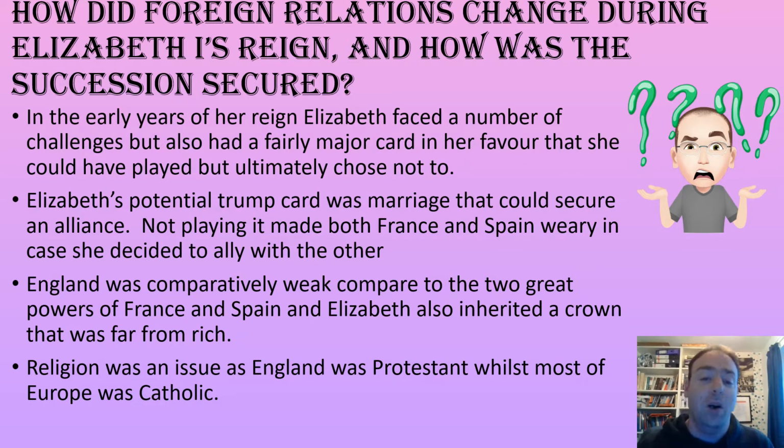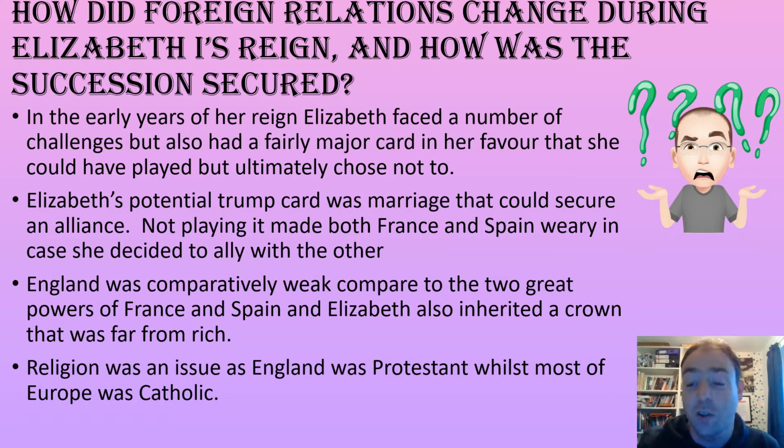But England is comparatively weak, and again we have to bear this in mind if we're judging the success of foreign policy and the moves that Elizabeth makes, because we can't expect too much. The two great nations are France and Spain, and Elizabeth has inherited a crown that is far from rich. So those two nations are the significant ones that Elizabeth has to worry about.